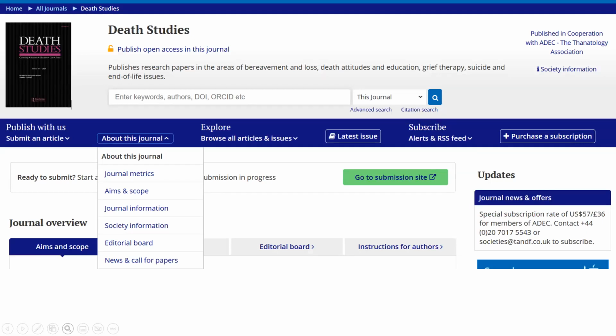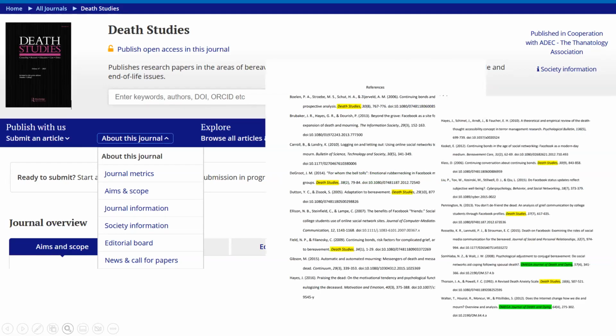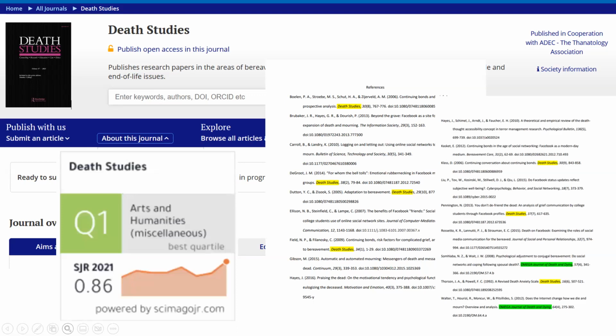Now how they made this decision is the reference list. Death Studies was the most cited journal, and that indicated that it was likely that the research that came from honours would be interesting or important to the same readership as Death Studies, based on how many times Death Studies articles were cited in this paper. Death Studies happened to be a Q1 journal, which is useful as well.